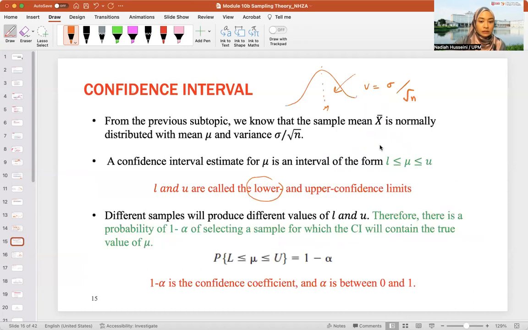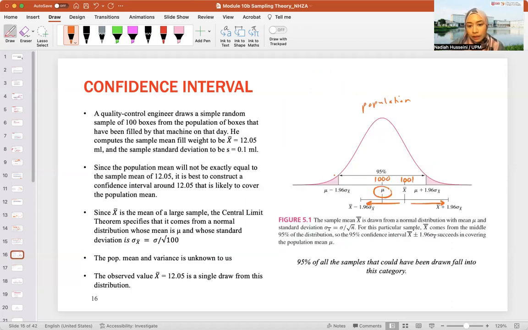Now let's talk about this one. Different samples will produce different values of L and U. So if I take another sample and I got 990, and I say that whatever sample I get has a 95% confidence interval, the same thing can happen here. I drag my bar across the 95% confidence interval. I'll tell you more about this later. And it overlaps mu. So my estimation is reliable.